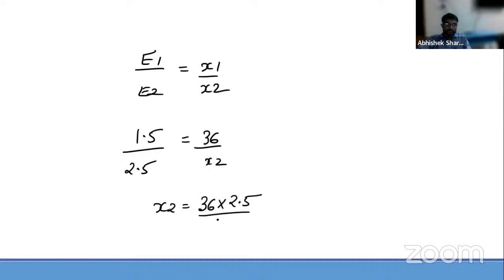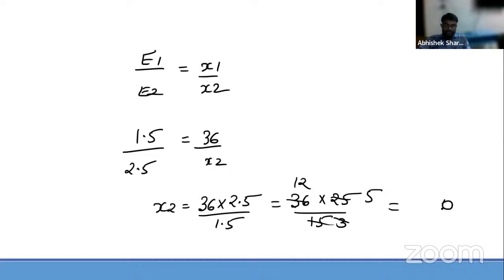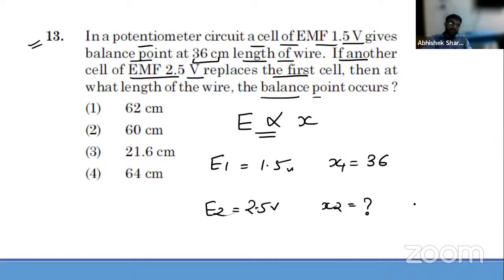2.5 upon 1.5. The answer will be 5 3 is 15, 5 5 is 25, 3 1 is 3, 3 2 is 6, 5 2 is 10, 60. The answer is this, students. That is, 60 will be the balance point of the wire when the EMF is replaced by 2.5 from 1.5. 60, second option is the answer. Okay.